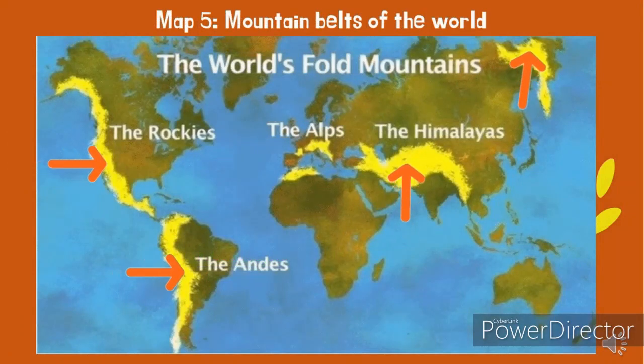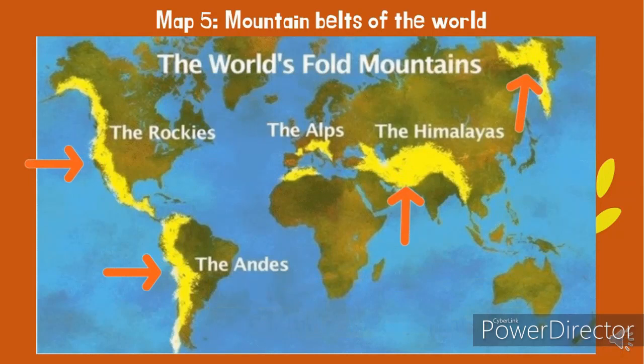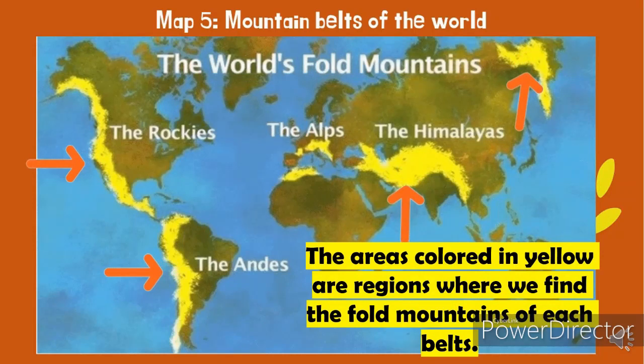Map number 5 indicates the mountain belts of the world. What do the yellow colored areas on the map represent? Map 5 represents the mountain belts of the world, and the areas colored in yellow are regions where we find the fold mountains of each belt. So try to observe where the red arrows are pointing. Those are the areas where fold mountains are found.